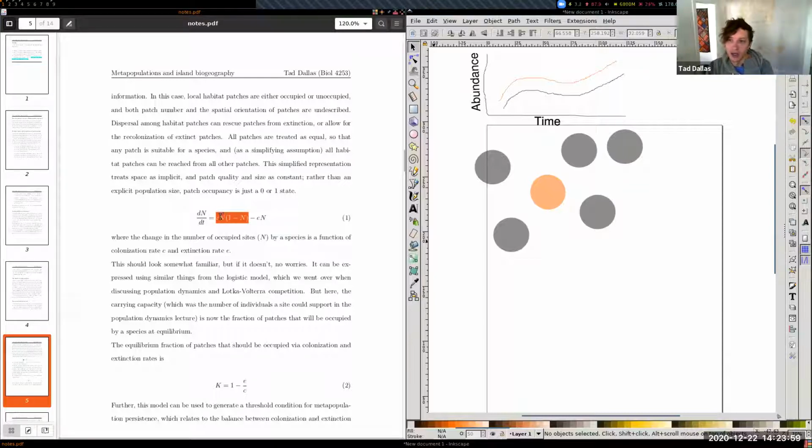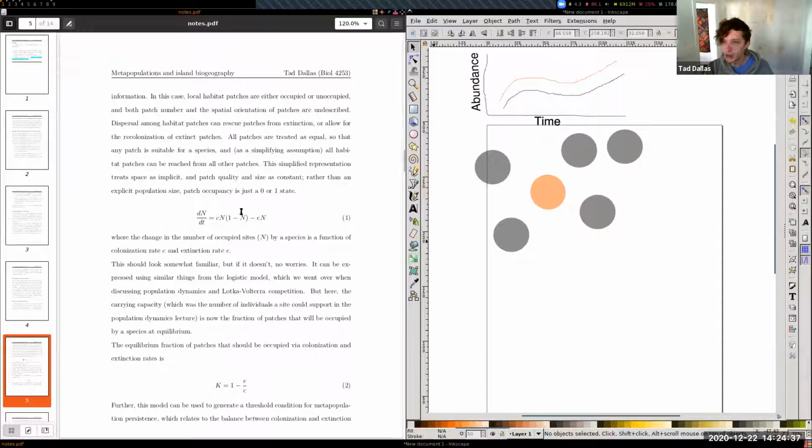So this is supposed to be the force of colonization, where you have some colonization rate times N, the fraction of patches that are currently occupied, times 1 minus N, which are those that can be occupied. And so that's the rate at which new patches are colonized, the rate at which uncolonized patches are colonized. And then the extinction is just the patches not getting colonized, species leaving or dying, whichever.